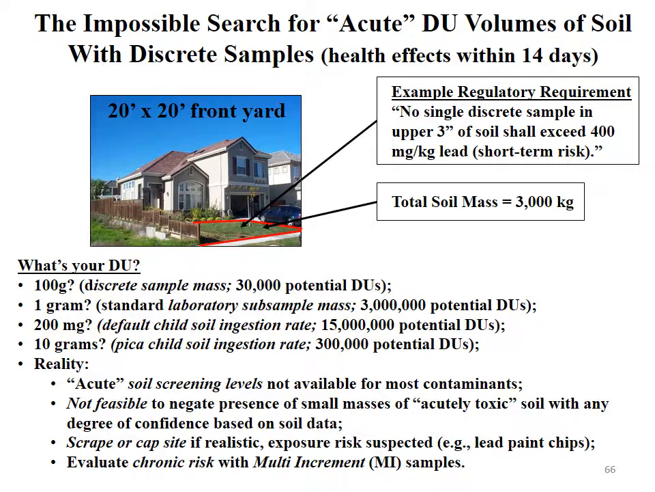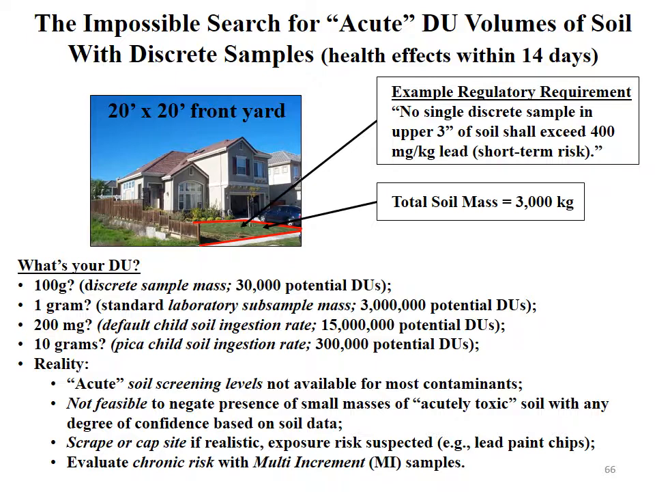Let's think about this in detail. What are we really talking about looking for? The total mass of soil in this front yard, 20 by 20 feet, top 3 inches, is about 3,000 kilograms, about 3 million grams. So what's your decision unit? What's your DU? Well, an individual discrete sample is about 100 grams, fit in a 4 ounce jar. In this case, your front yard has 30,000 potential DUs in it. How many of those DUs do you need to test to demonstrate that no single discrete sample, no single 100 gram mass of soil within my front yard exceeds 400 ppm?